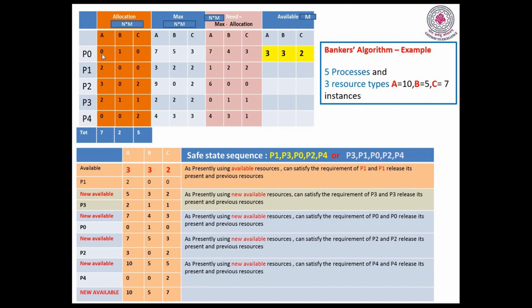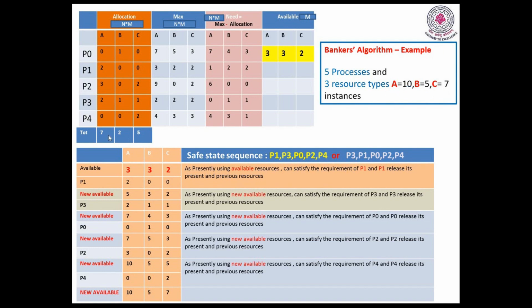You see, resource type A summation is 7. Resource type B summation is 2. Resource type C summation is 5. You see, 2 plus 1, 3, 3 plus 2, 5. So this is the summation of the respective resource types: A type 7, B type 2, C type 5. And how many actual resources are available in the system? A type 10, B type 5, C type 7.